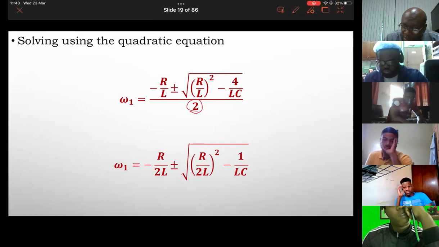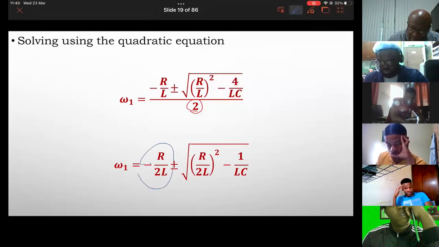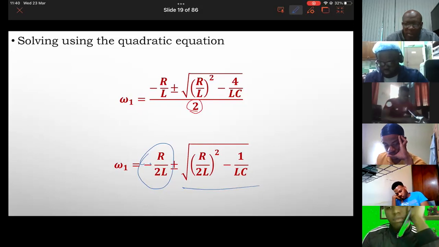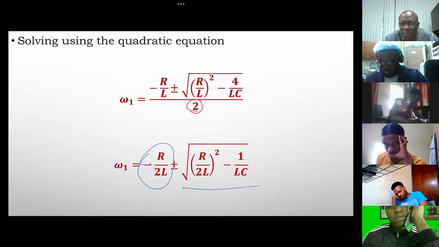Now what I'm asking you to take note of is the sign. So here we have minus R over 2L from the equation, plus or minus, we have our determinant there. Have I lost anyone? So just applying the quadratic formula.